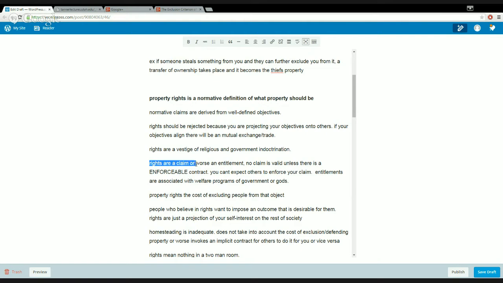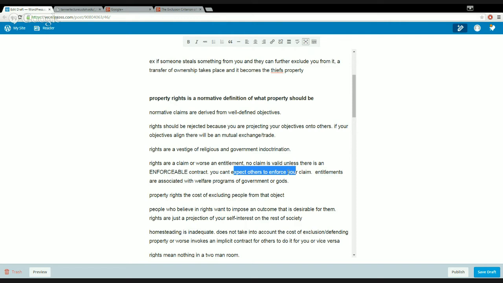So rights are a claim, or worse, an entitlement. No claim is valid unless there is an enforceable contract. Notice I emphasize enforceable here. If there's a contract and the other guy has no reason to fulfill it, just an empty promise, it's useless. You still have the burden of excluding the other person, the thief, from your property, or whatever situation you might be facing. You can't expect others to enforce your claim. That's an implicit contract.